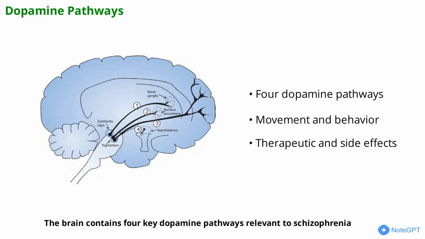The brain contains 4 key dopamine pathways relevant to schizophrenia. The nigrostriatal pathway controls movement, the mesolimbic pathway is involved in behaviors, delusions, and hallucinations, the mesocortical pathway mediates positive and negative symptoms, and the tuberoinfundibular pathway controls prolactin secretion. Understanding these pathways helps explain both the therapeutic effects and side effects of antipsychotic medication.